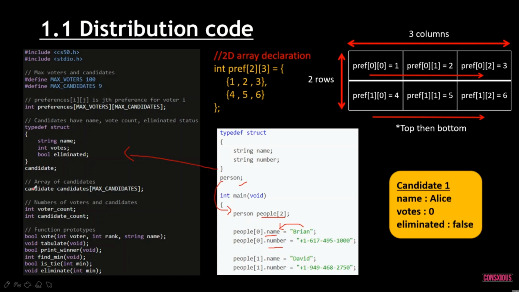So you can see here the array of candidates, max. This is the size of the array as I mentioned here. This is a global variable, voter_count, candidate_count, and these function prototypes are where our exercise comes from. This is what we all need to complete. Just for example, for the candidates, a candidate named Alice, votes 0, eliminated false. So this is how we assign data here.